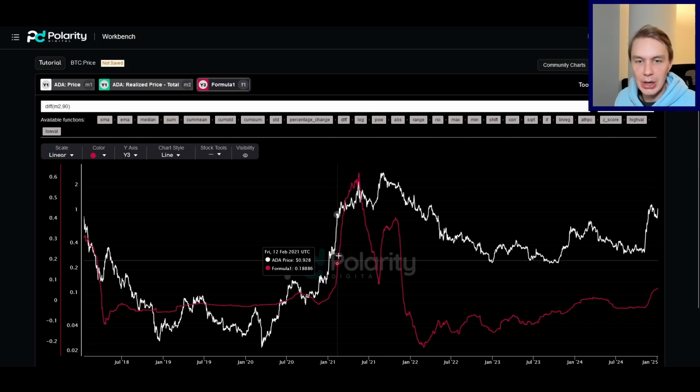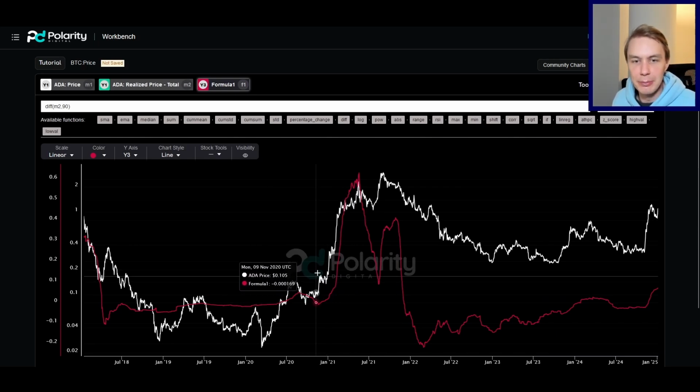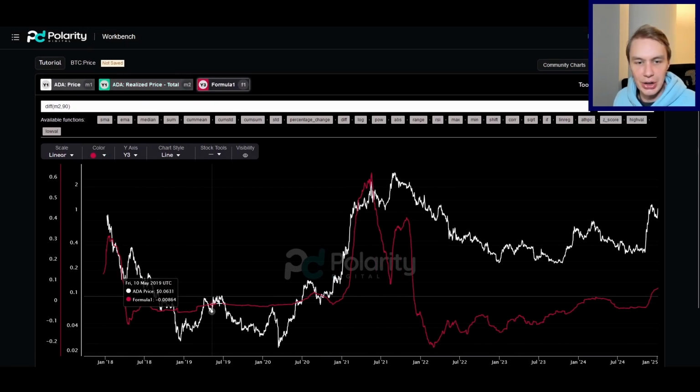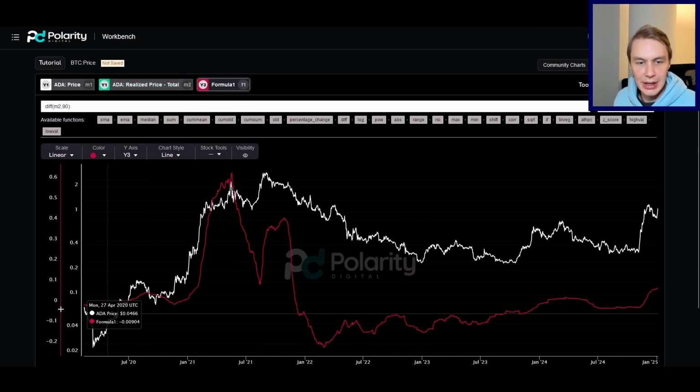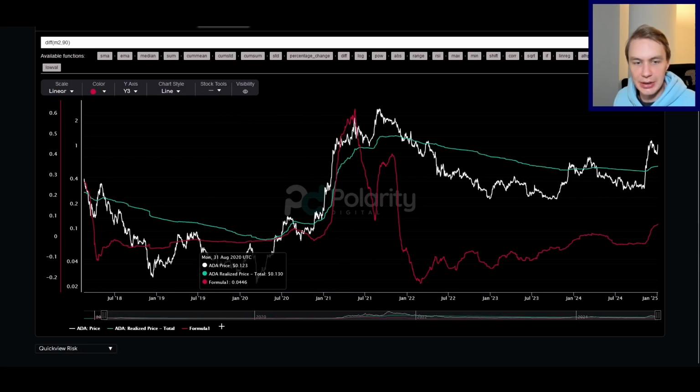So when this is going up really aggressively, it means that the 90-day rate of change is really high, that you've moved really far on realized price. So this is the rate of change of realized price, not of price itself. That's one important thing to mention here. So it's the rate of change of this teal line.